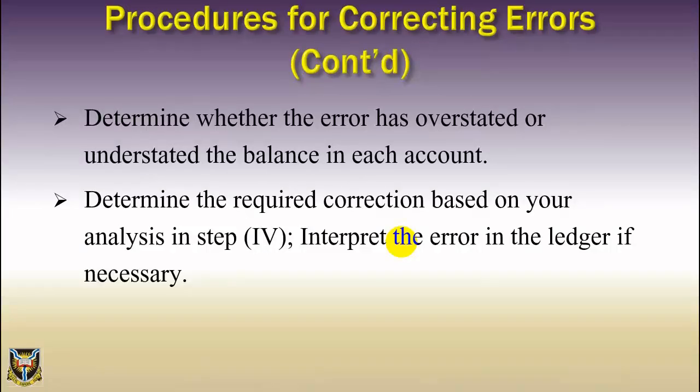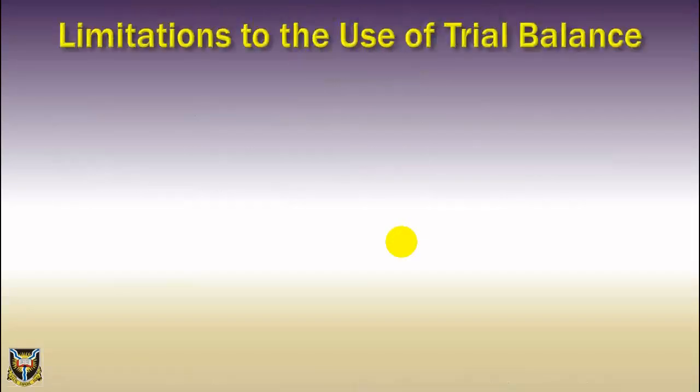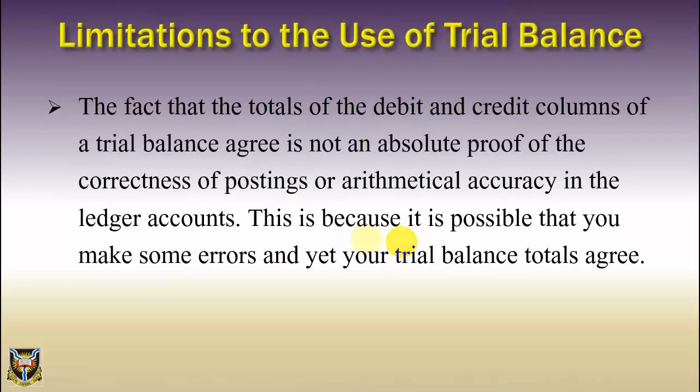Limitations to the use of trial balance. The fact that the totals of the debit and credit columns of a trial balance agree is not an absolute proof of the correctness of postings or arithmetical accuracy in the ledger account. This is because it is possible that you make some errors and yet your trial balance totals agree. Such errors are referred to as errors not revealed by the trial balance or errors not affecting trial balance.